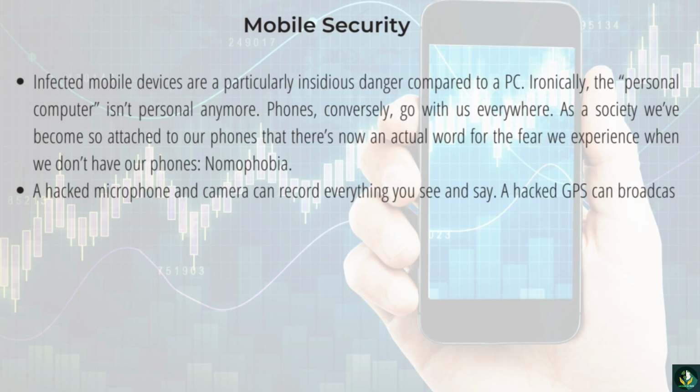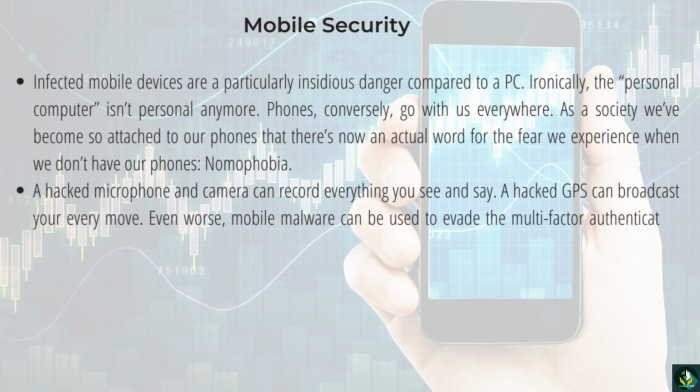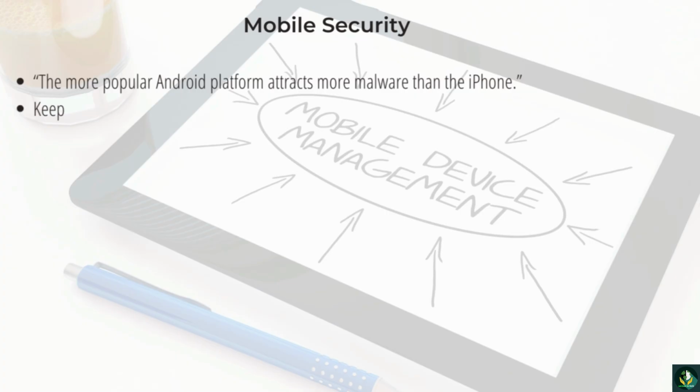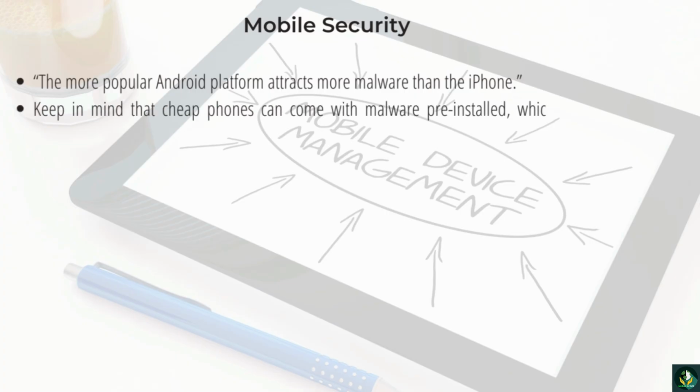A hacked GPS can broadcast your every move. Even worse, mobile malware can be used to evade the multi-factor authentication, or MFA, many apps use to keep our data secure. The more popular Android platform attracts more malware than the iPhone. Keep in mind that cheap phones can come with malware pre-installed, which can be difficult to remove. Malwarebytes for Android is a big help here.